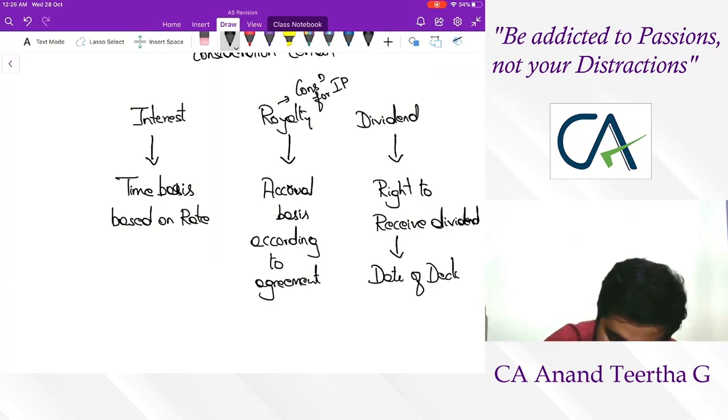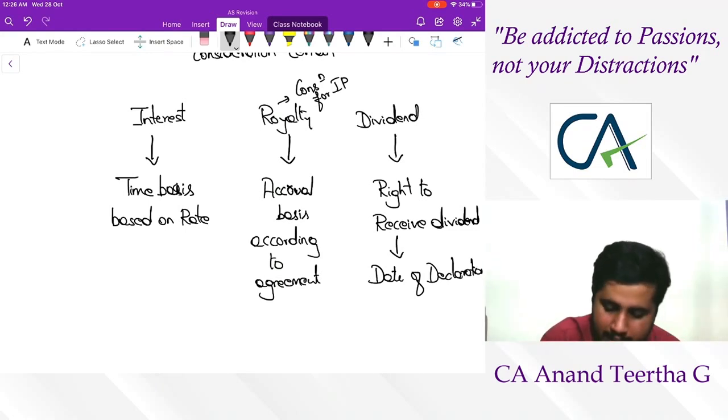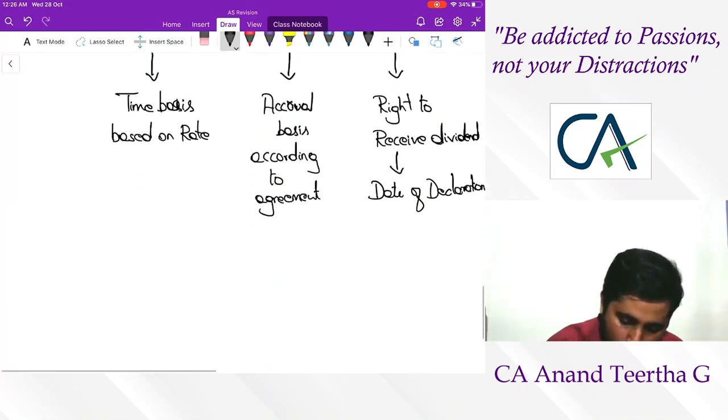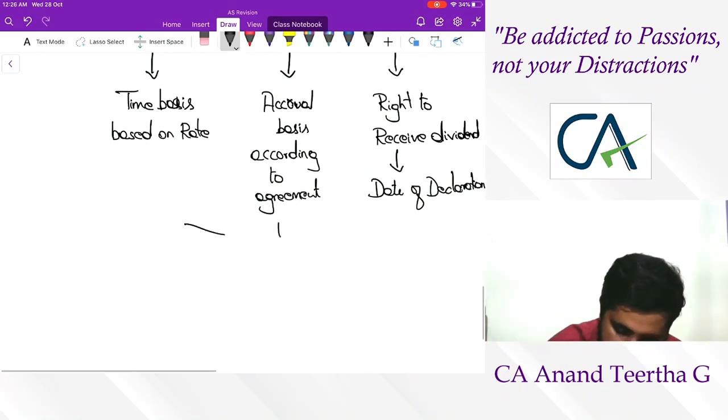Because once dividend is declared, according to company law, it should be paid within 30 days. Once dividend is declared, it cannot be retracted. So therefore, the dividend declaration date is the right to receive dividend. So as soon as it is established, you have to consider it. Again, the common point for all these three is that consideration is certain.